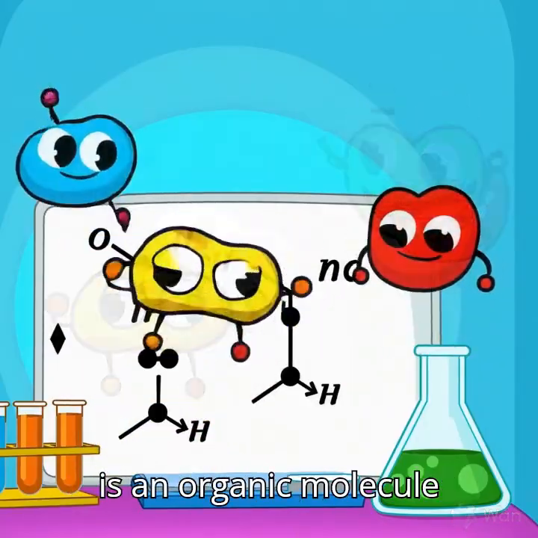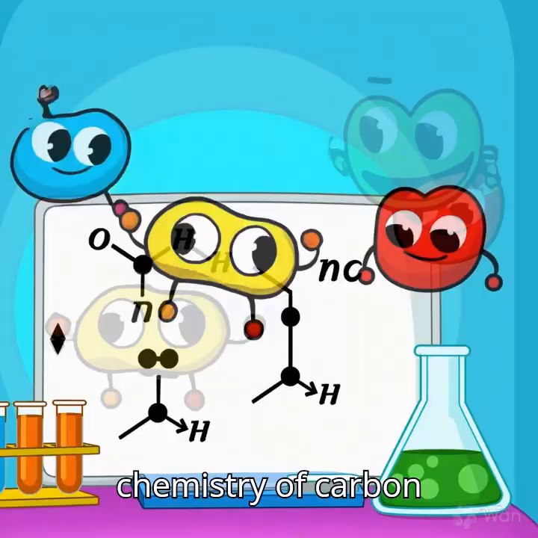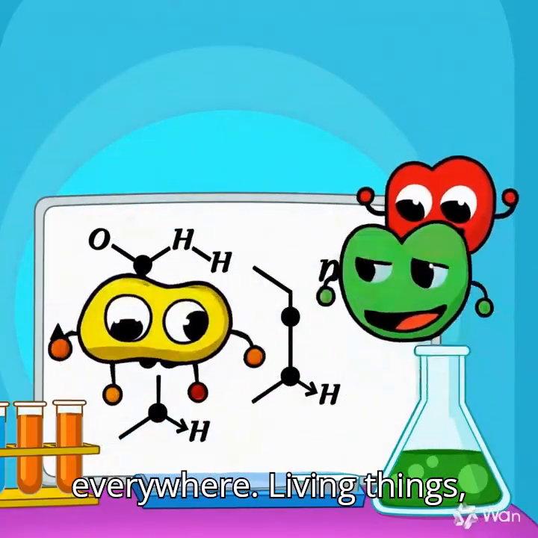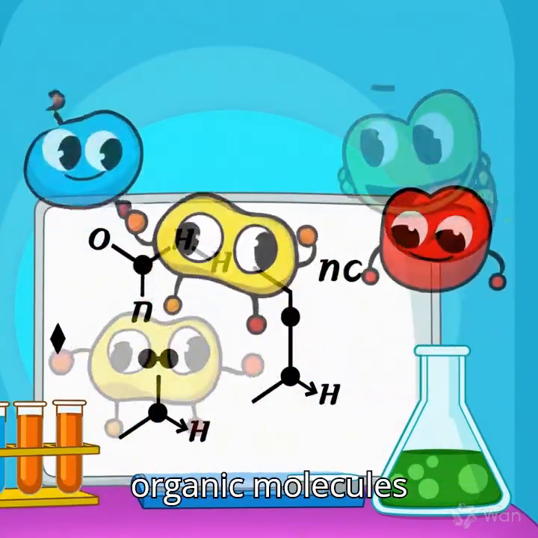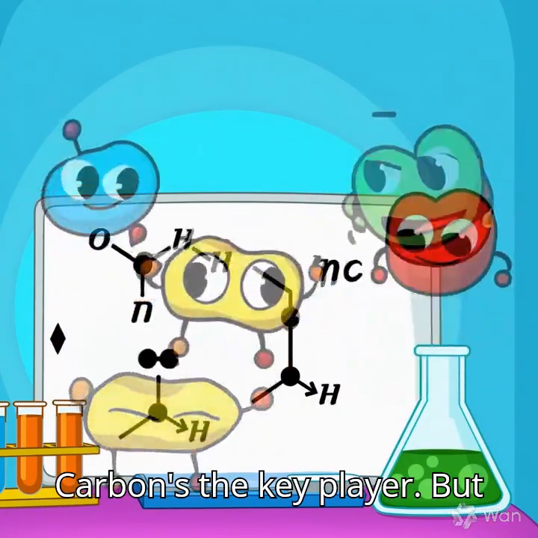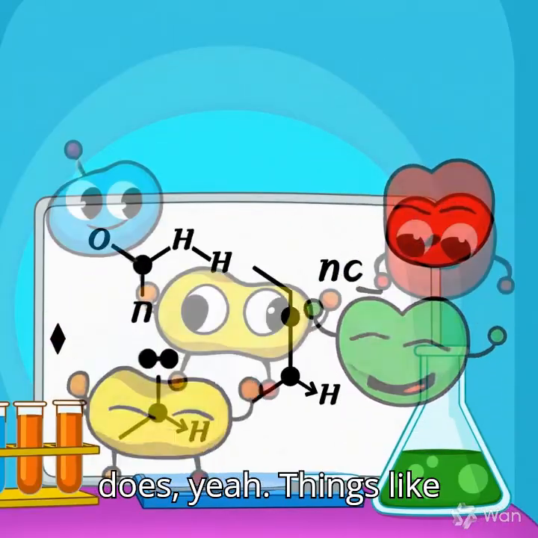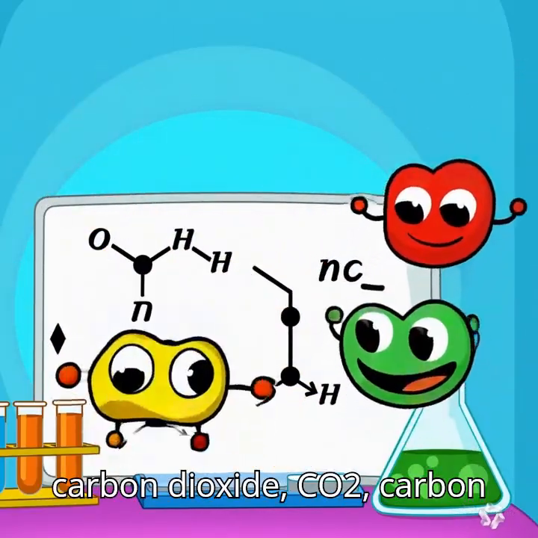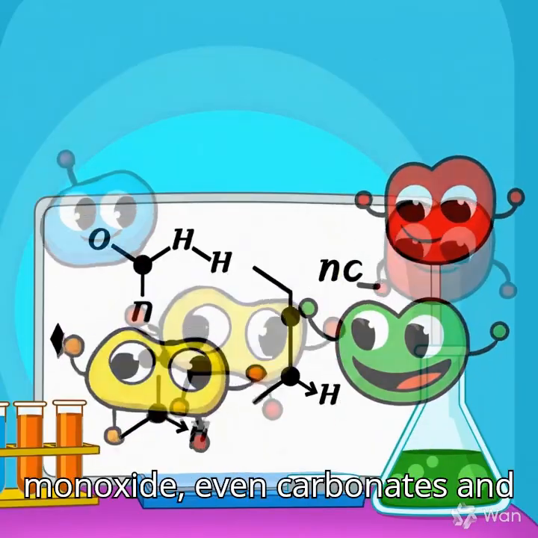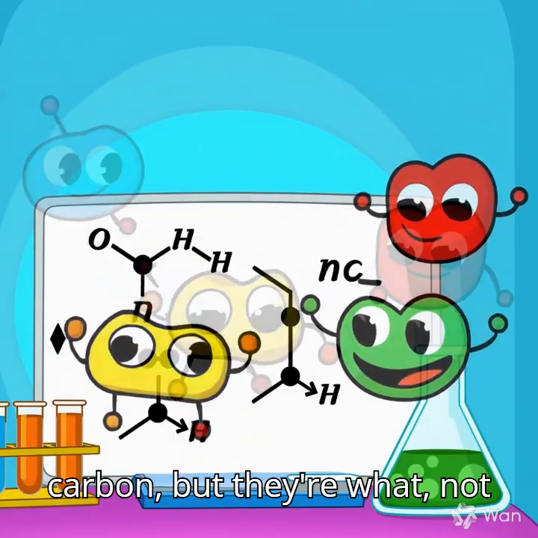Right. What is an organic molecule exactly? Well, the source defines organic chemistry pretty simply as the chemistry of carbon compounds. You find them everywhere, living things, manufactured materials. So organic molecules, definitionally, contain carbon atoms. Simple enough. Carbon's the key player. But the source mentions exceptions, doesn't it? It does, yeah. Things like carbon dioxide, CO2, carbon monoxide, even carbonates and cyanides.